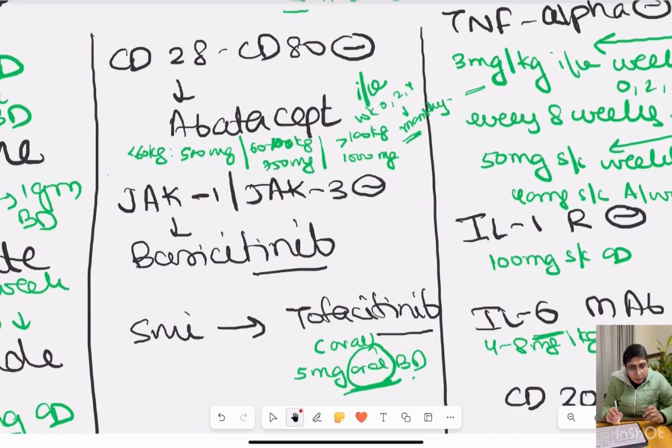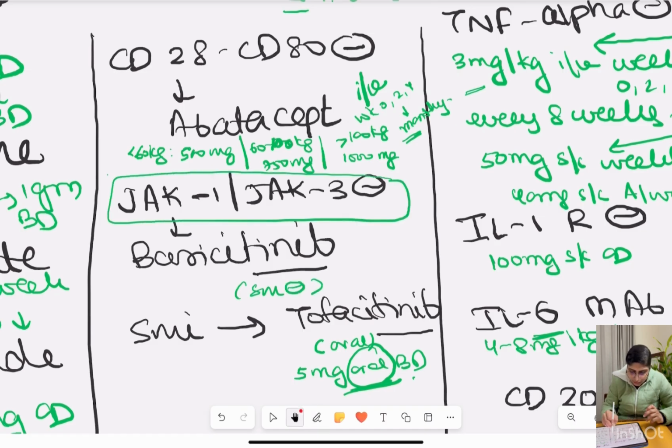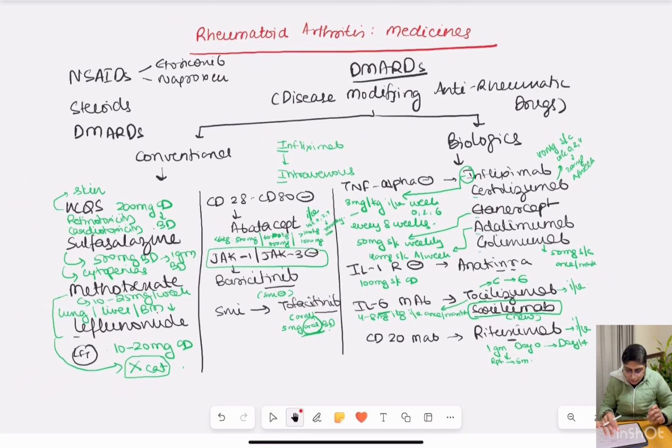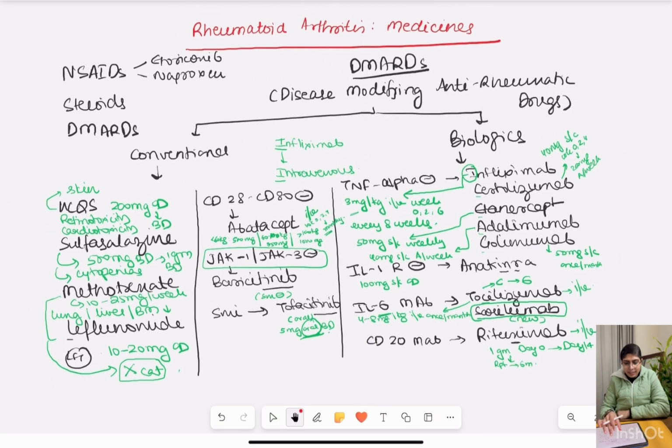And then baricitinib, you don't have to remember the dose. You only have to remember that it is also an SMI, a small molecule inhibitor, and it acts on JAK1 and JAK3. Please try to remember this. So this is how you remember the disease modifying agents in rheumatoid arthritis.